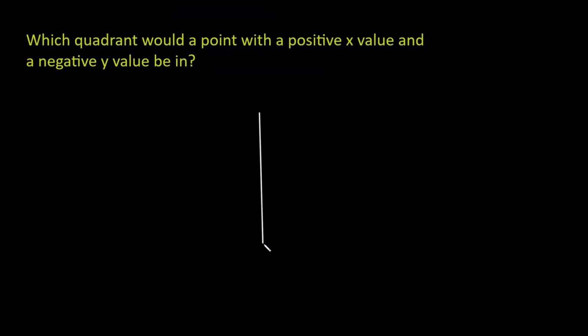We could see that if this was the coordinate plane, it would have a positive x value and a negative y value, right? So that would leave us in this quadrant, which is quadrant 4.